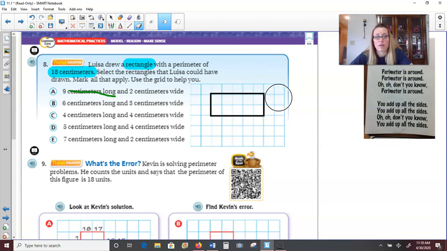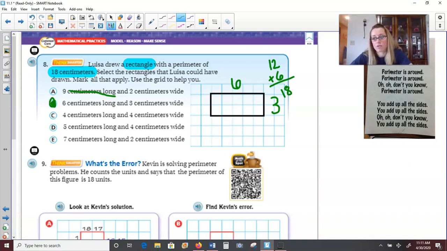All right, so then letter B says 6 centimeters long and 3 centimeters wide. So if it was 6 centimeters long and let's say 3 wide, 6 plus another 6 would equal 12. And then 3 plus another 3 would equal 6. And what's 12 plus 6 for our total perimeter? Well, 12 plus 6 equals 18. So this could be the rectangle that Louisa drew. Let's see if there's any others that work.